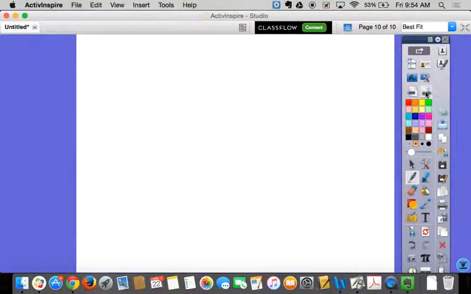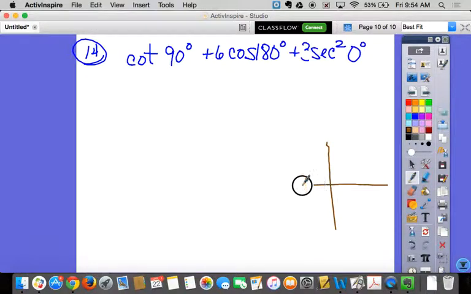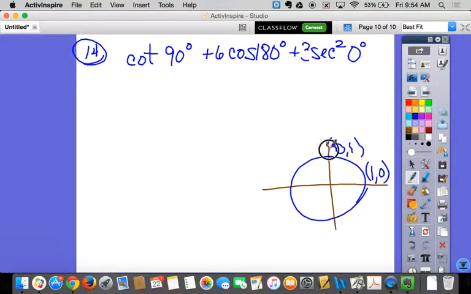Alright. We're moving on. Number 14. Similar. Cotangent 90, 6, cosine 180, 3, we got secant squared 0. So you better know your stuff here. You can't just ride on sine, cosine, and tangent here. You've got to know how the reciprocal functions correlate to the unit circle. Yeah, buddy, I was mean. Yes, I picked this problem on purpose. You know, kind of want to apologize for that, but not really.